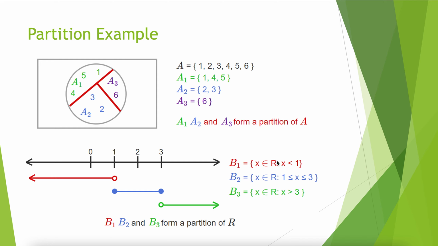If you look at this, B1 is where x belongs to R and x is greater than 1 (sic: as stated), B2 is x belongs to R and 1 is less than or equal to x is less than or equal to 3, then that's how that's going to appear. And then B3 is x belongs to R and x is greater than 3. These become partitions of R because none of them coincide, none of them intersect at any given point.